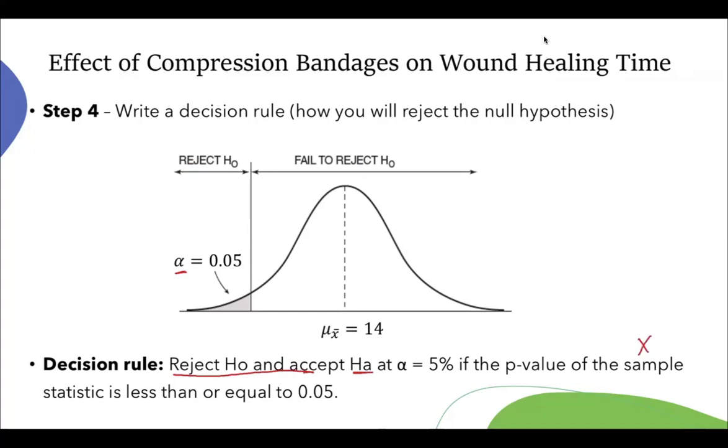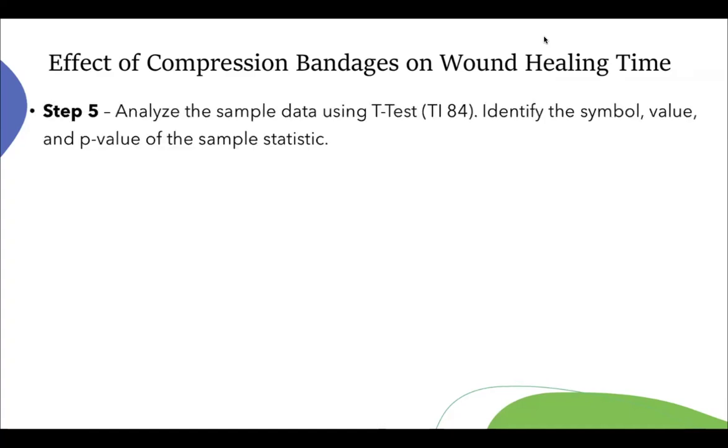So the p-value of the sample statistic. The sample statistic is x bar, and its p-value, when we get to that point in the test, will be the area that extends all the way down to negative infinity. That will be its p-value. We compare that p-value to 0.05, and if it is smaller, then we can reject the null hypothesis and accept the alternative. So let's go ahead and try to do that.